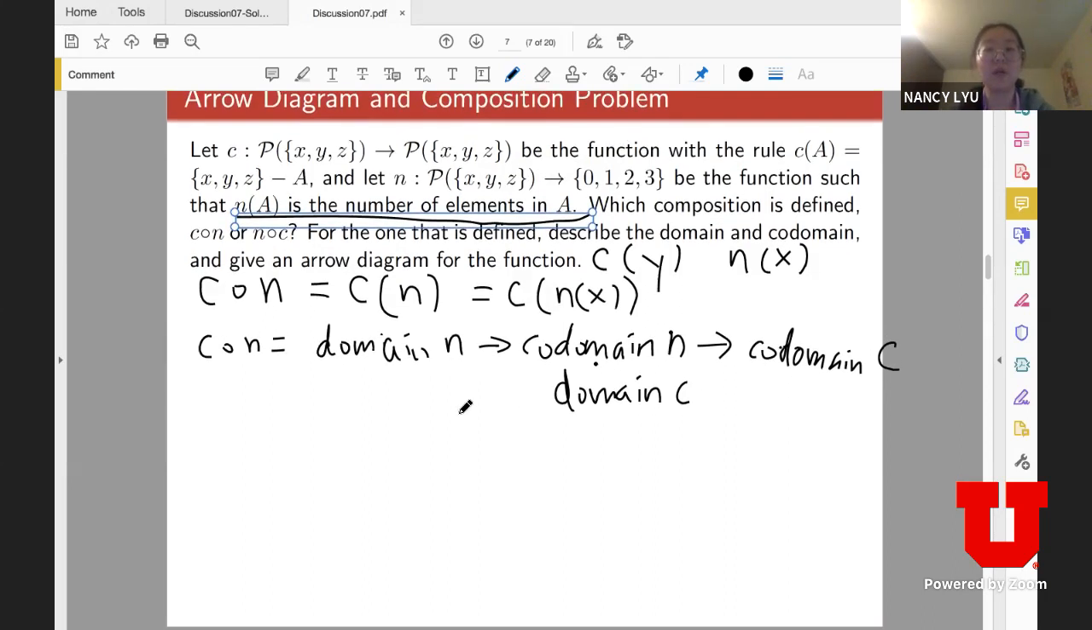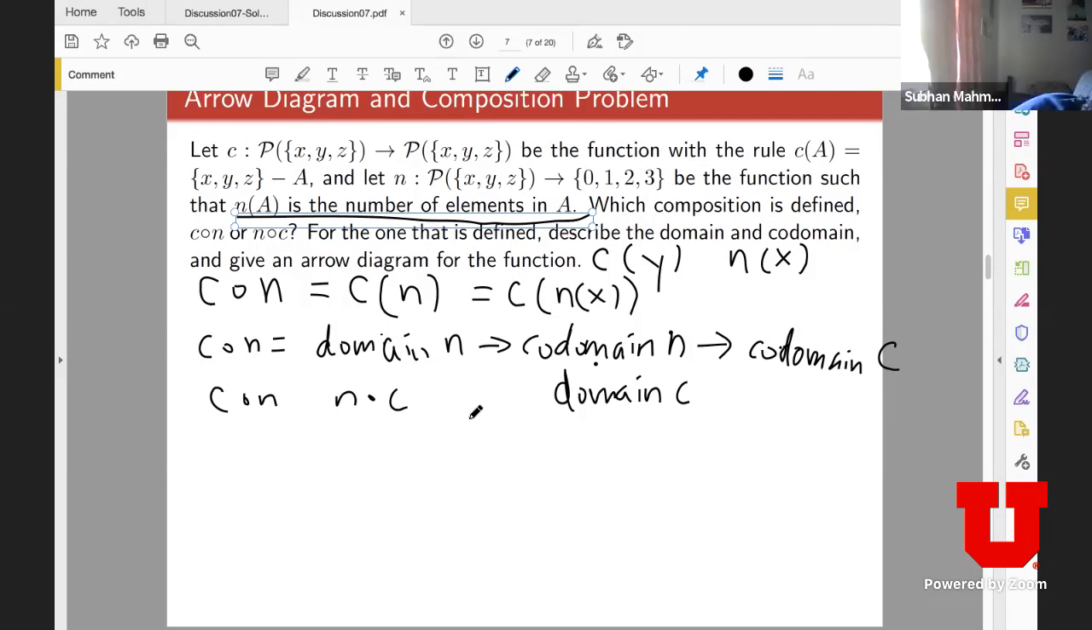All right, so which one should be defined? Which one should go first? CN or NC? Anyone, any idea? CN.